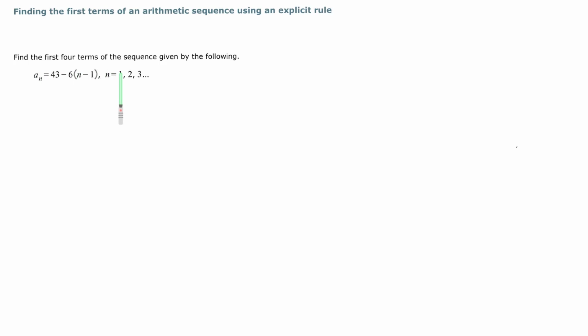Find the first 4 terms of the sequence given by the following. Before I begin, I want to remind you that a sequence is actually a function whose domain is often the set of natural numbers. So I'm going to write the domain here. The way we write the set of natural numbers is this double-bar N, and then we write equals, and then we put a set brace. And then we start listing the natural numbers. If you put 3 dots there, that means it goes on forever.